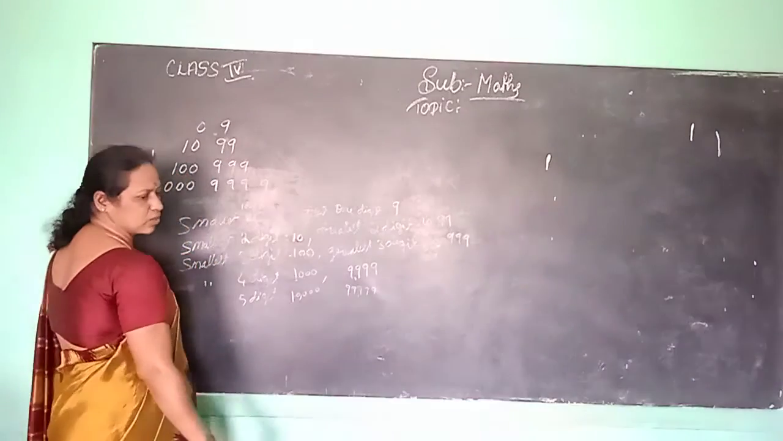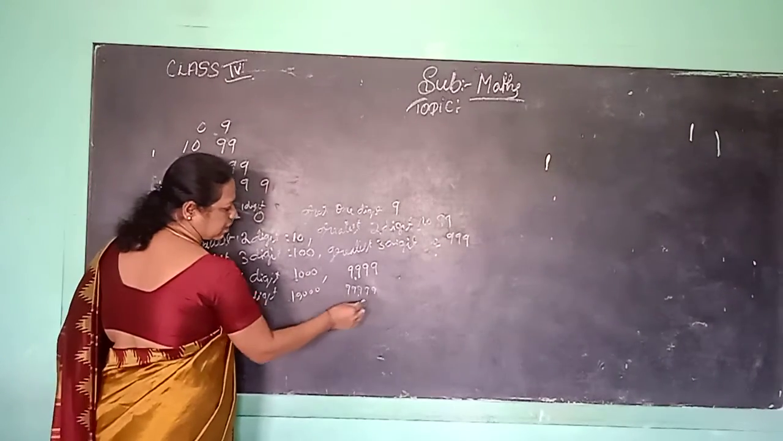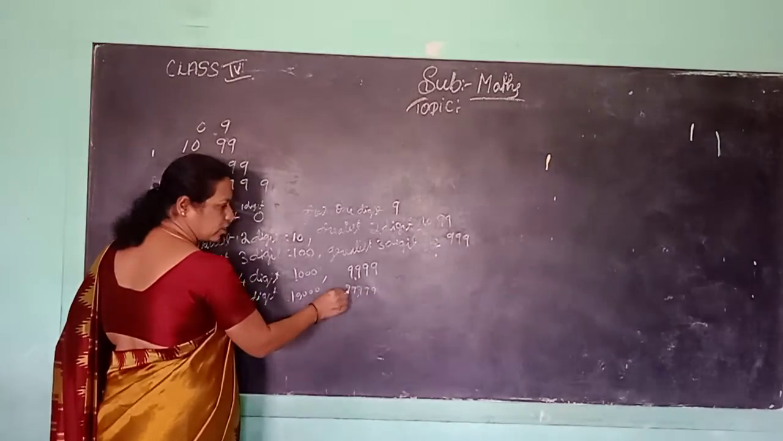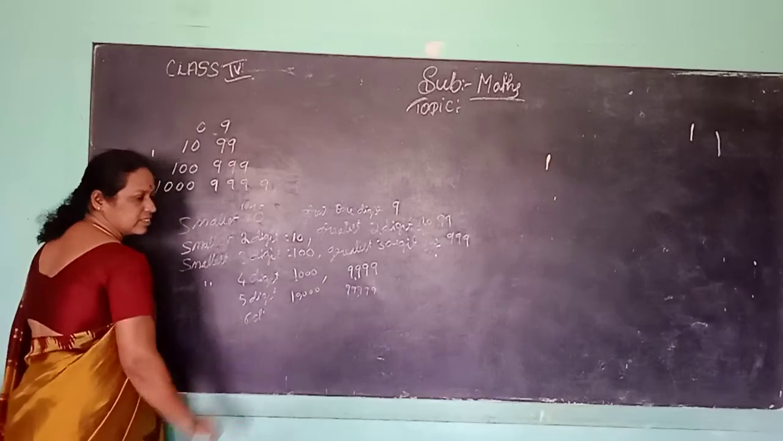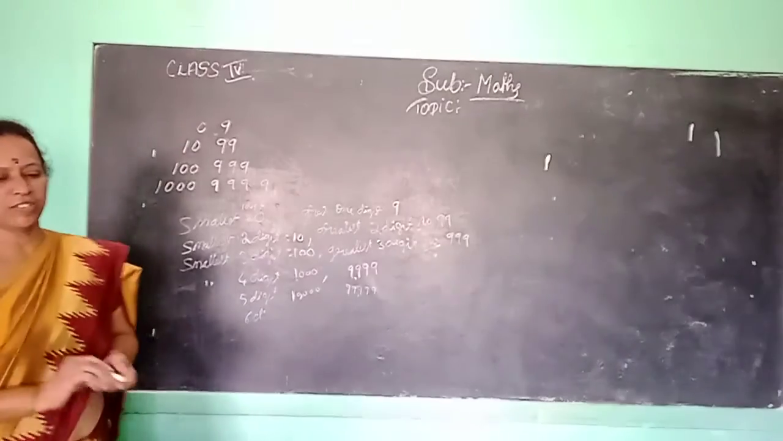1, 10, 100, 1000, 10,000. Okay, if you add 1 to 99,999, it comes to a lakh. That is the smallest six digit number. So next, what you learn, children.